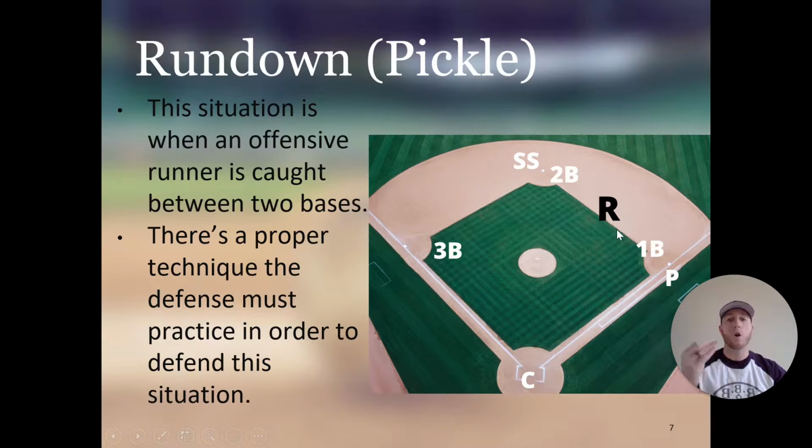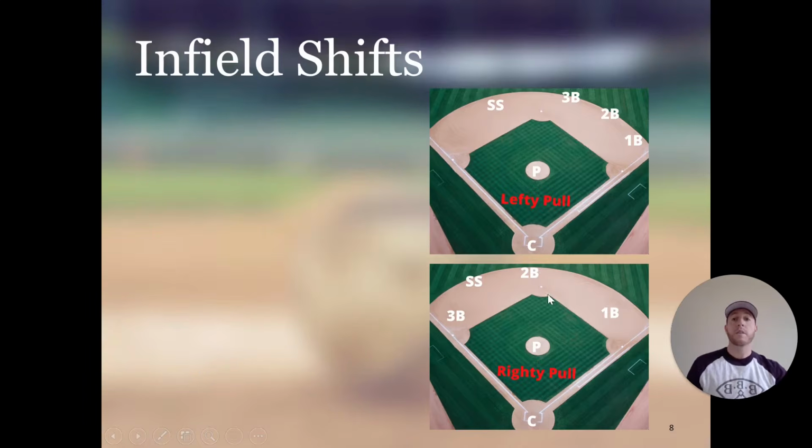That's when the defense ultimately loses. At the very least, you want the runner to go back to first. Obviously, the best situation, you want to tag them out. But if you don't get them out, the next best thing is to send them back to the base where they came from. The last one is infield shifts.